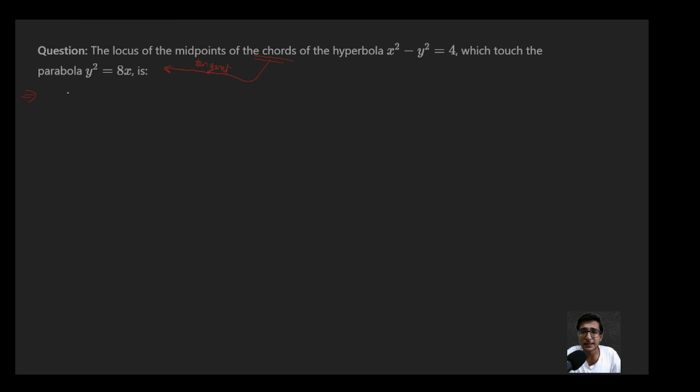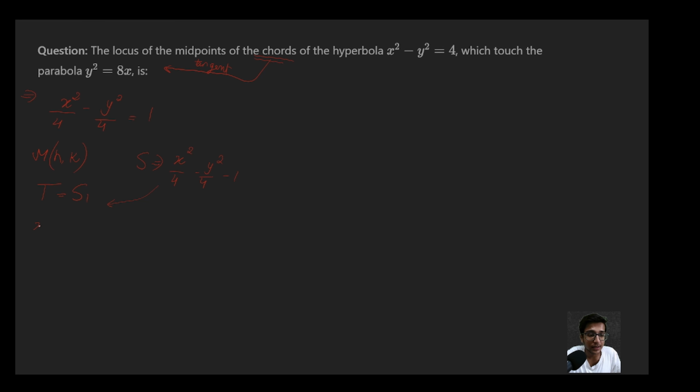So first, let us write down the standard equation of our hyperbola, which is x square by 4 minus y square by 4 is equal to 1. Since the midpoint of the chord is something that we need to find, let us assume that the midpoint is (h, k). If the midpoint is (h, k), then how can we write the equation of the chord? T is equal to S1. What is our S here? S, which is our equation of the curve, is x square by 4 minus y square by 4 minus 1. So let us use this in this equation.